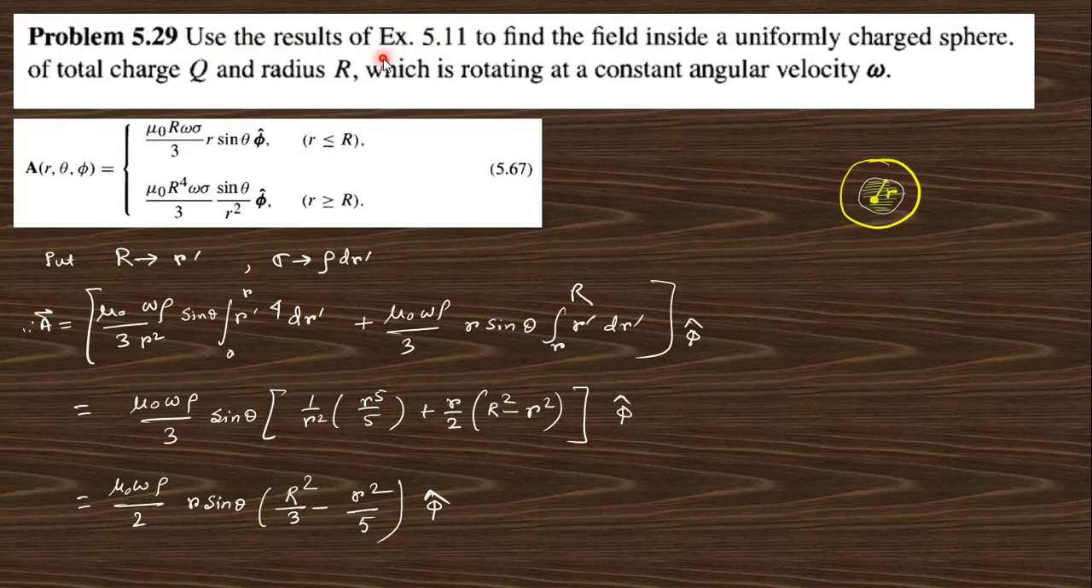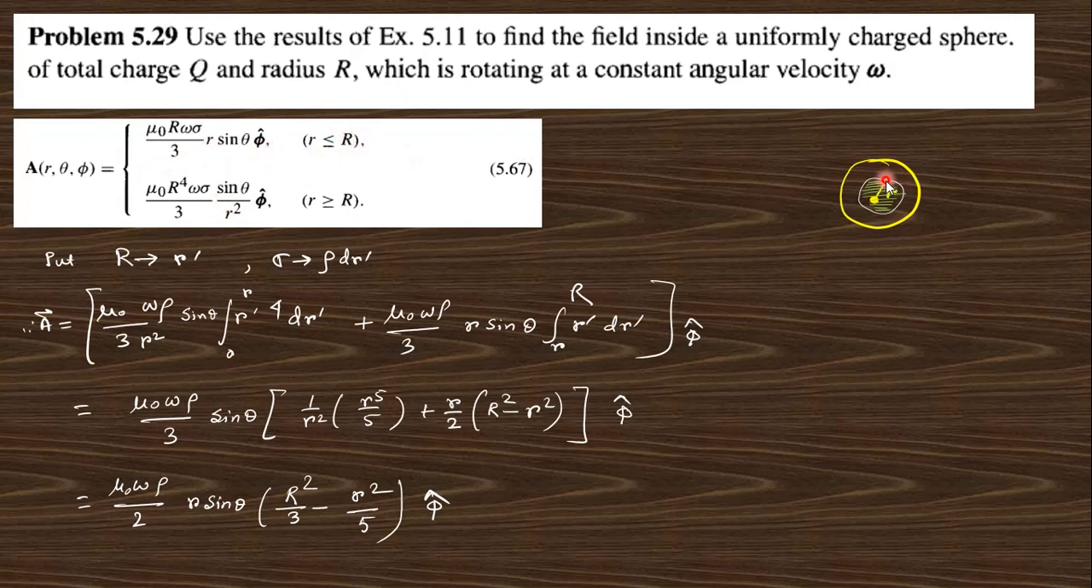Use the result of exercise 5.11. These are the results, that is the vector potential. Find the field inside a uniformly charged sphere. This is a uniformly charged sphere, and you need to find the field at any point inside, which is rotating at a constant angular velocity. From exercise 5.11 you get this vector potential value. This is for inside and this is for outside.